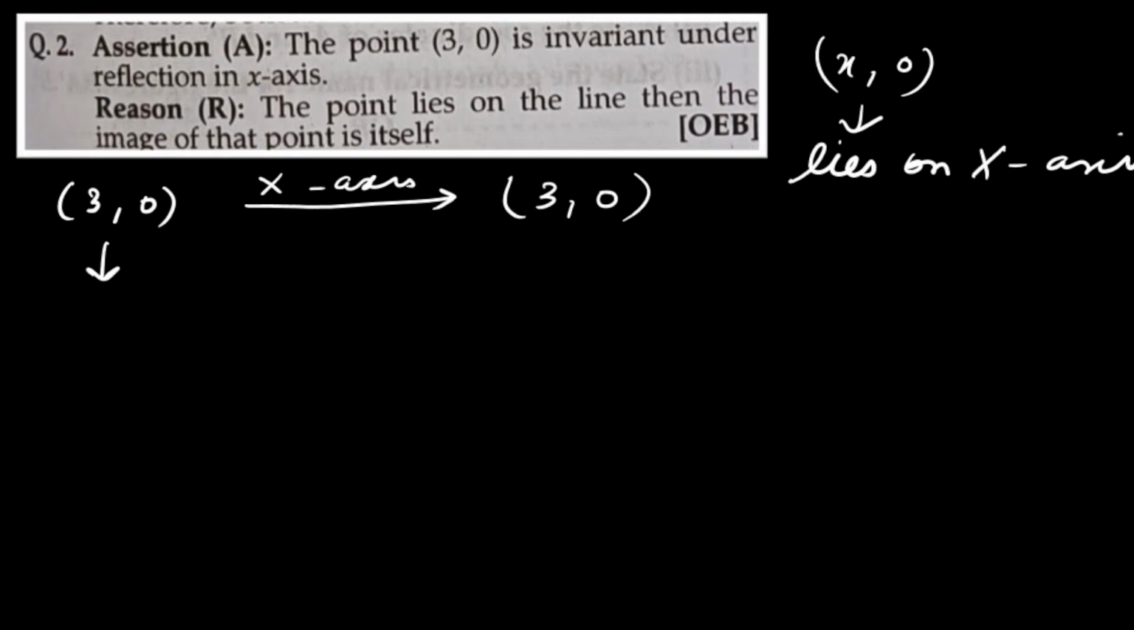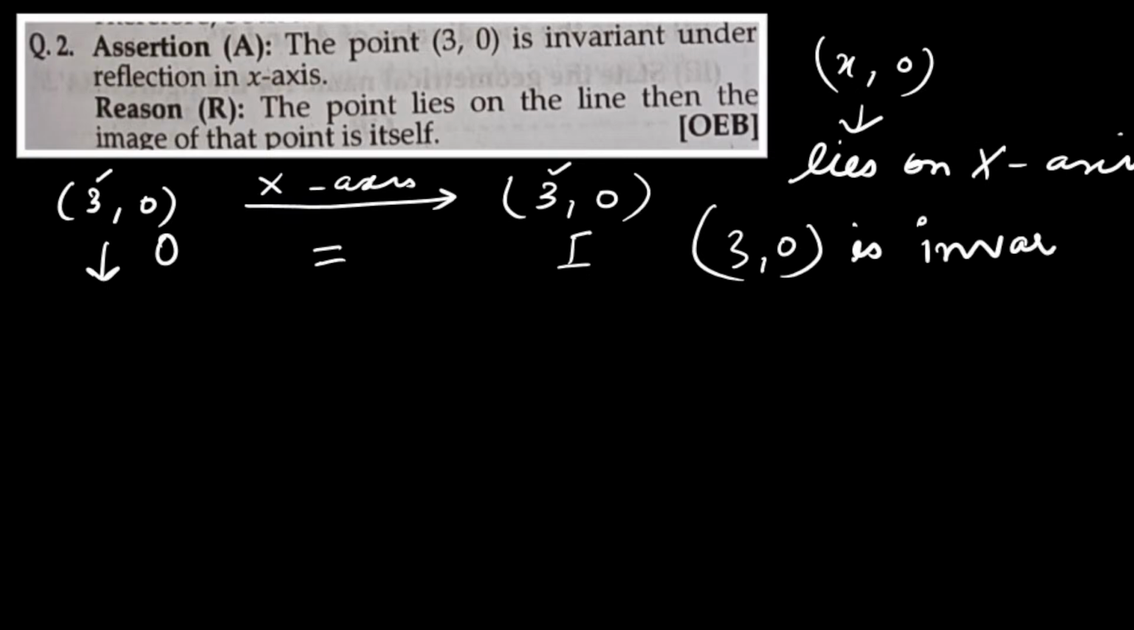If reflection is happening in the x-axis, x will remain the same. So x will remain 3 only and 0 will always remain the same. So here you can see the object point and the image point are both the same. That means the point 3, comma, 0 is invariant. In which condition is it invariant? When reflection is happening in the x-axis. So that means the assertion statement is true. A is true.